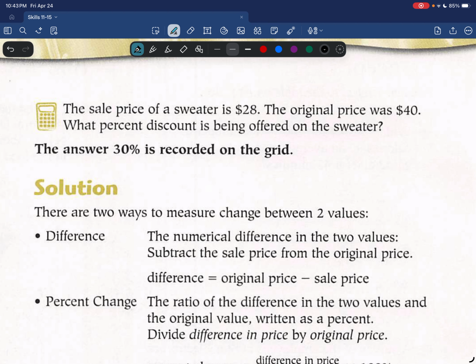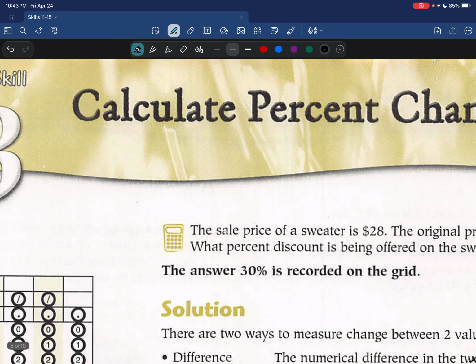The sale price of a sweater is $28. The original price was $40. What percent discount is being offered on the sweater? And the answer is 30%. So let me show you how I would do this problem, and then we'll look at their explanation.